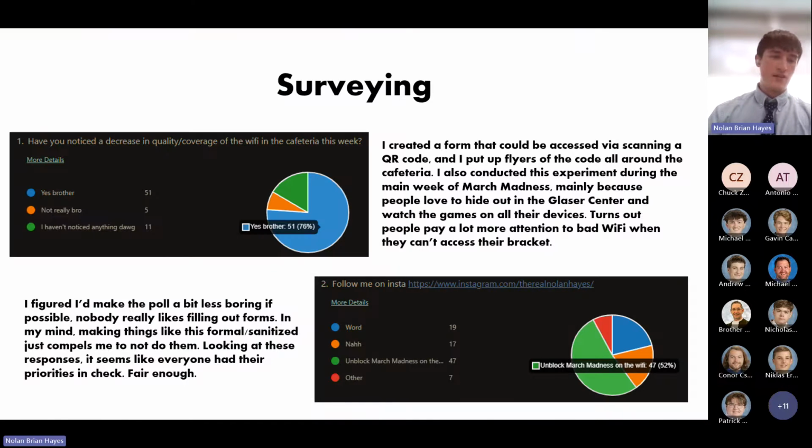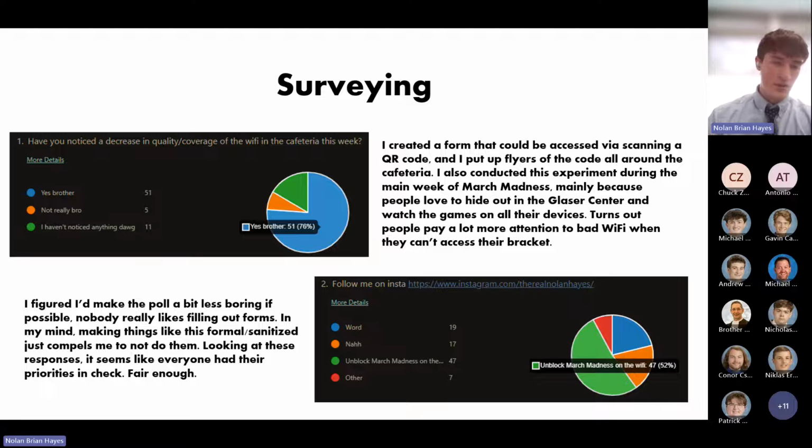So this is my little survey here with some less than professional word choice, but it's fine. I created a form that could be accessed via scanning the QR code. I put up flyers with QR codes so people could scan them in, to make it easier to access. And I conducted this experiment during March Madness week, which is, I'm sure you can guess, really peak hours for these access points in the cafeteria. People like to hang out there.